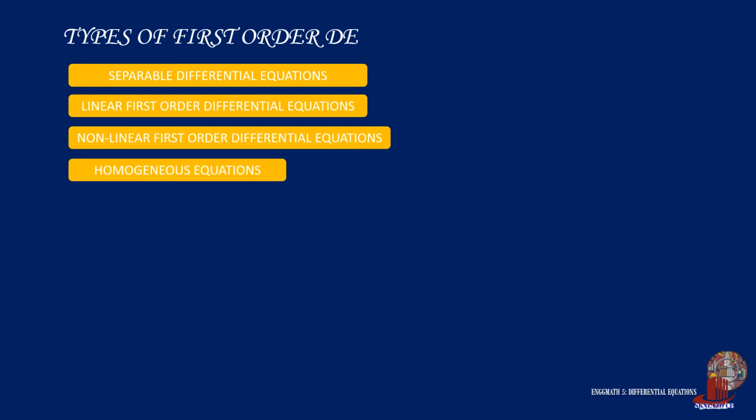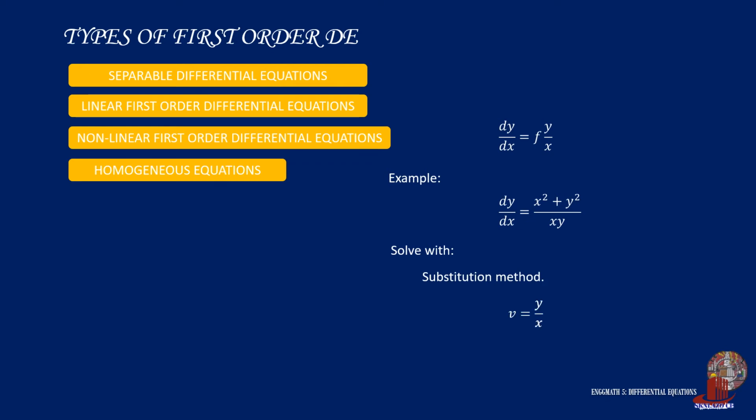For homogeneous differential equations, the standard format to look for is dy over dx equal to a function of y over x. For example, we can arrange the function dy over dx equal to x squared plus y squared all divided by x times y to make it in the standard form of y over x, and further solve it by using the substitution method. And again, where v is equated this time to y over x.